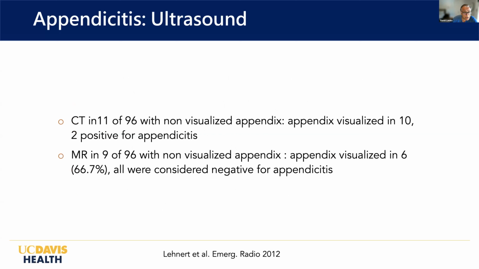In the same study group, CT was done in 11 of these 96 patients in which the appendix was not visualized. Once the CT was done, appendix was visualized in 10 of those 11, 2 were positive for appendicitis. MR was done in 9 of 96 patients in which the appendix was not visualized. The appendix could subsequently be visualized in 6 of these patients, for 67% of these, and they were all considered negative for appendicitis based on the MR imaging.